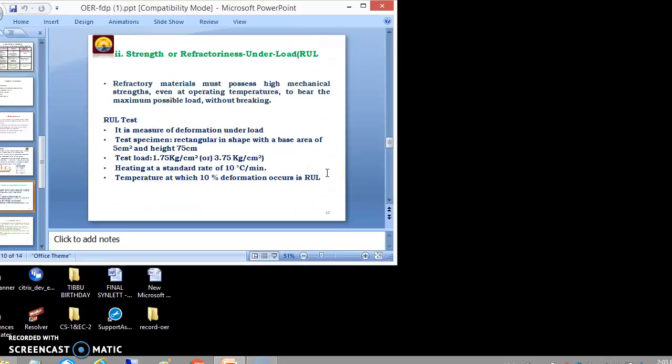The next property is strength or refractoriness under load. It is simply represented by RUL. Refractory materials must possess high mechanical strength even at operating temperatures to bear the maximum possible load without breaking. What is the RUL test? It is a measure of deformation under load. The test specimen is rectangular in shape with a base area of 5 cm square and a height of 75 cm. Test load is 1.75 kg per centimeter square or 3.75 kg per centimeter square. Heating at a standard rate of 10 centigrade per minute. The temperature at which 10% deformation occurs is the RUL.